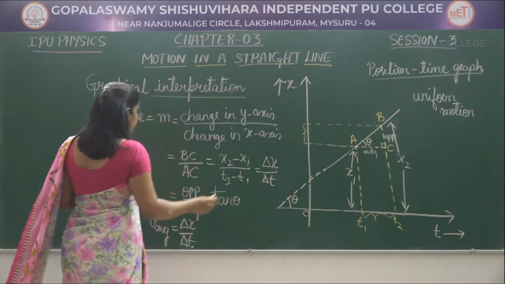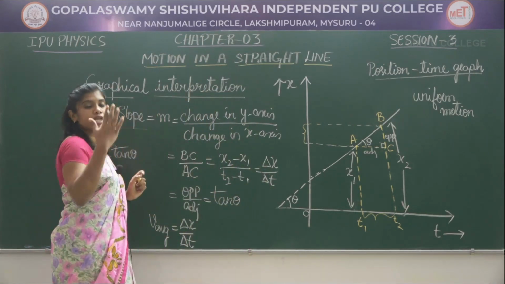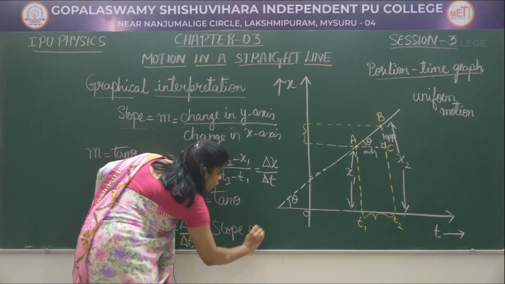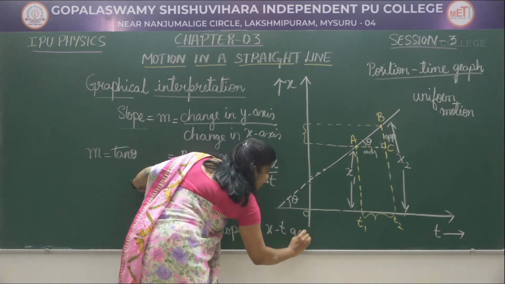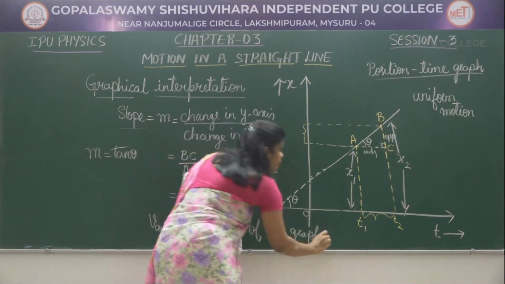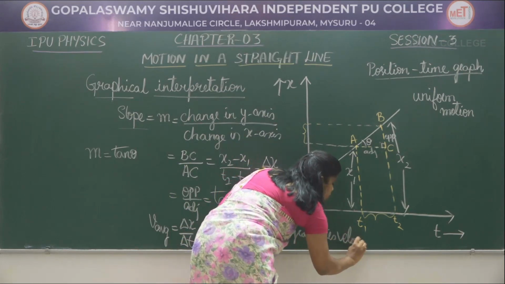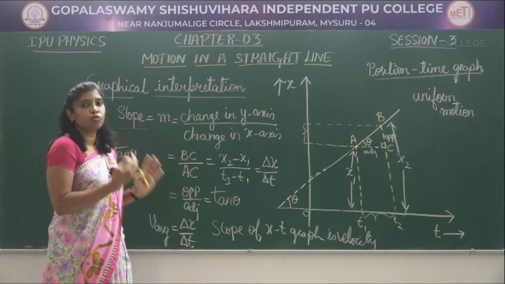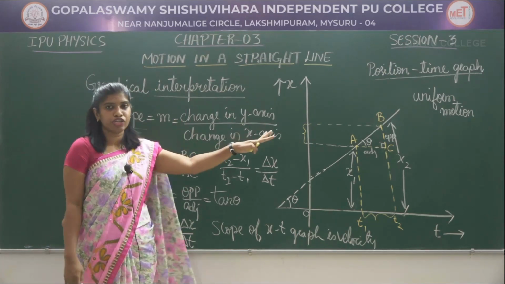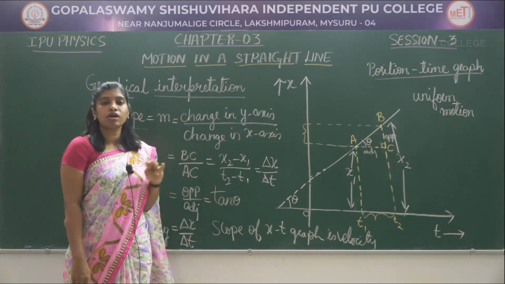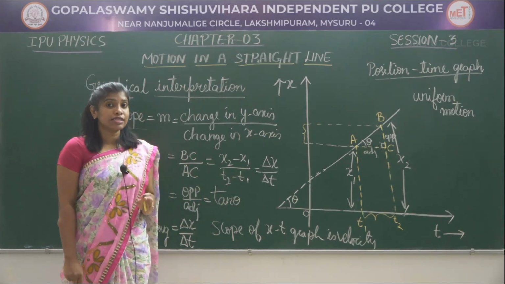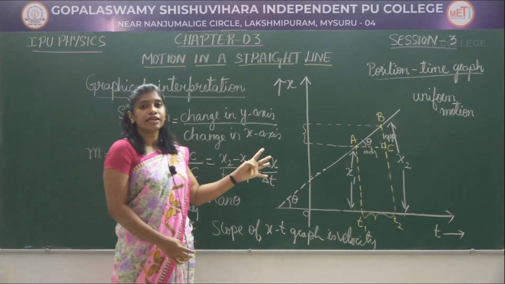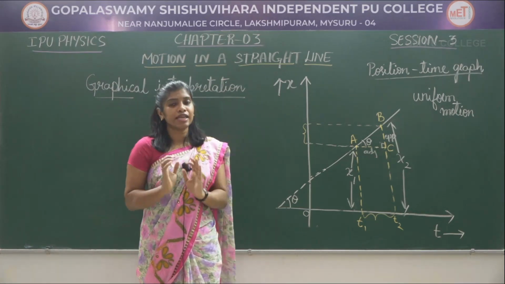Very important. Remember this, the slope of a position time graph is velocity. Slope of an x-t graph, nothing but a position time graph, is velocity. Now we know what the average velocity is. Using this graphical interpretation, we have learned about the average velocity. Next, let us see what instantaneous velocity is, or how we are going to find the instantaneous velocity. What is instantaneous velocity?